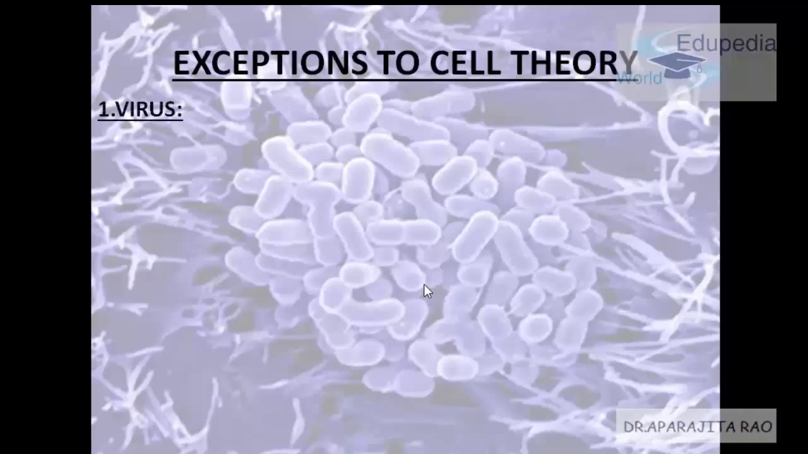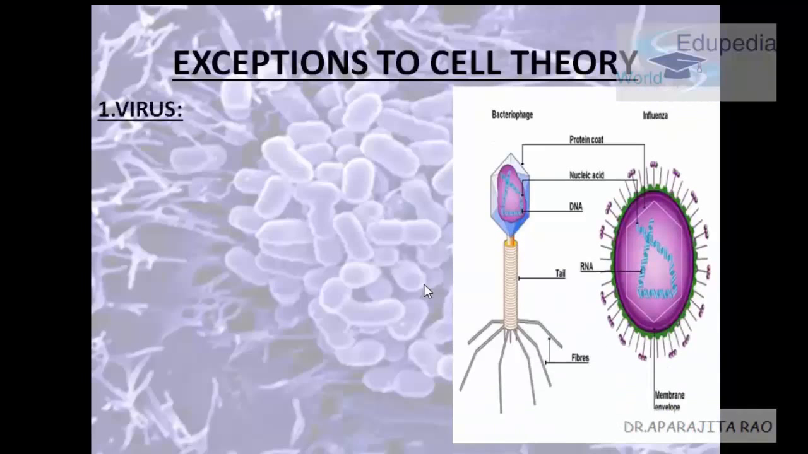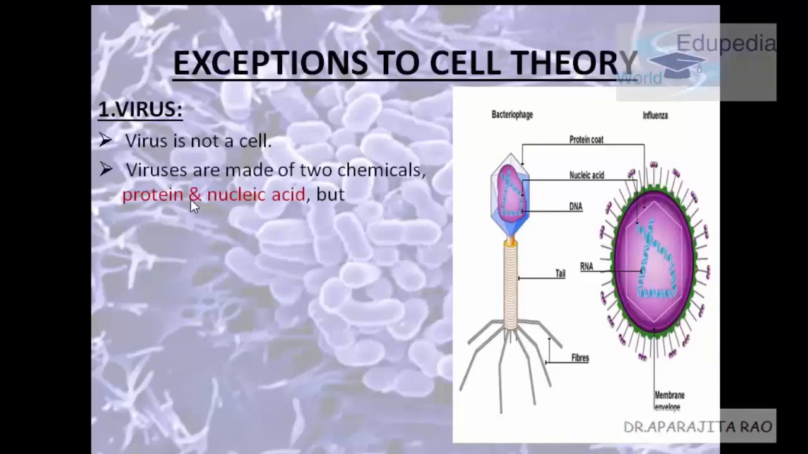First and most important being virus. They said virus was not a cell. Why? Because virus was composed of 2 chemicals. First being this protein coat right here, and second being the nucleic acid. Nucleic acid can either be DNA or it can be RNA. And unlike other cells, virus has no membranes, no nucleus and no protoplasm.